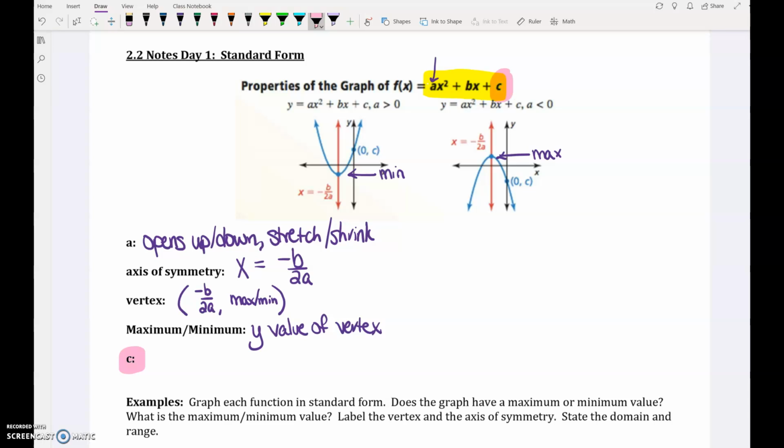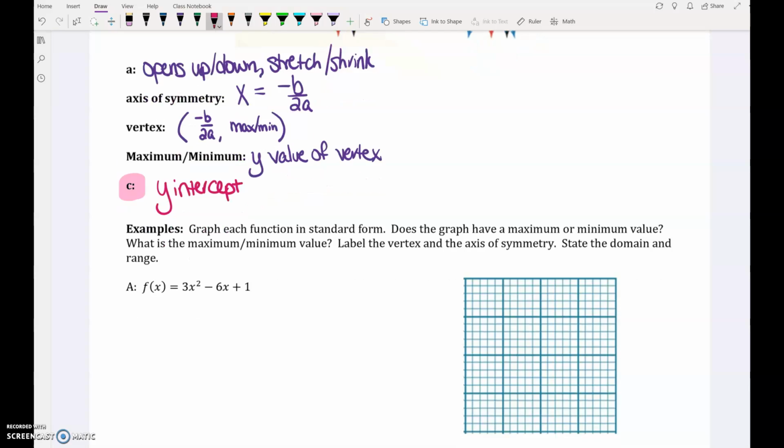Your c value is your y-intercept. So standard form will tell us specifically where this graph crosses the y-axis. This is really helpful if I give you a bunch of quadratic equations and a bunch of graphs and tell you to match them. If you see that one of them is blah blah plus 7, and there's one graph where it crosses the y-axis at 7, you can match those two together. So your c value is your y-intercept, which is very, very helpful.